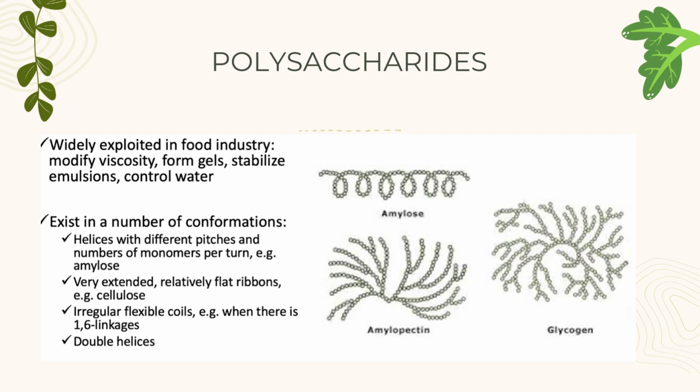Polysaccharides are used in the food industry in the form of food ingredients to modify the physical and chemical properties of the food, depending on what type of targeted properties the food industry desires. They can form gel, stabilize emulsion, and control the water activity.